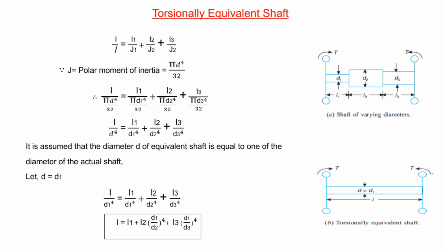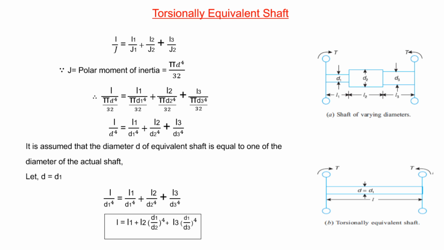Now here, if I assume this d is equal to d1, that means torsionally equivalent shaft diameter d is equal to d1. Therefore this equation will change as L by d1 raised to 4 is equal to L1 by d1 raised to 4, remaining will be same. Now shift this d1 raised to 4 on the right hand side, you will get value of L. L is equal to L1 plus L2 into (d1 by d2) raised to 4 plus L3 into (d1 by d3) raised to 4. This will be the formula to get the length of torsional equivalent shaft L.